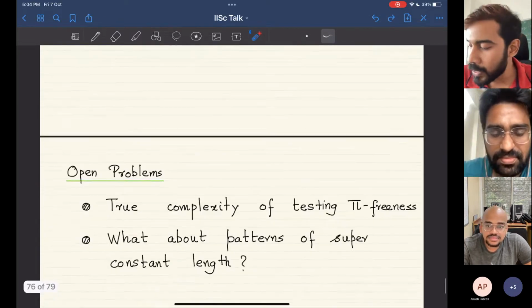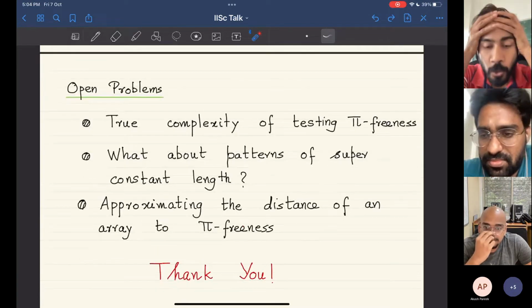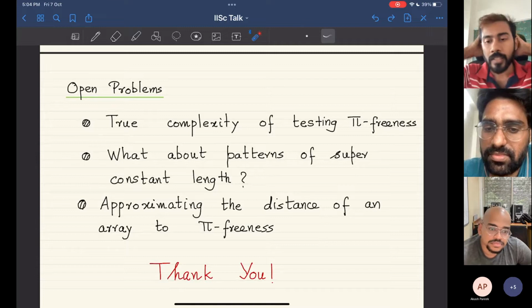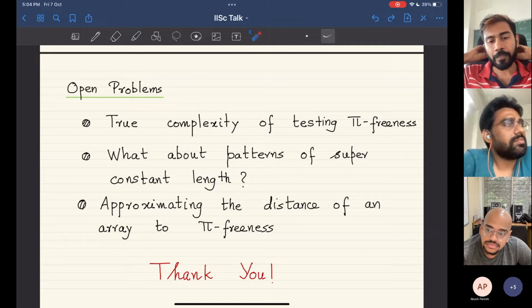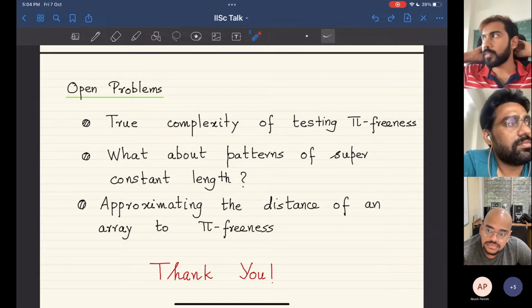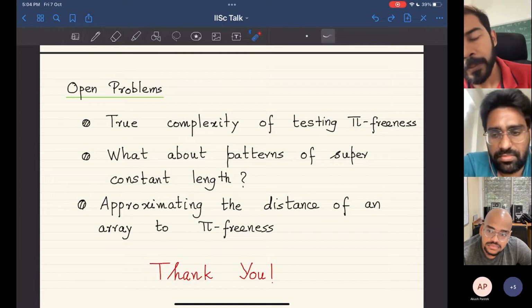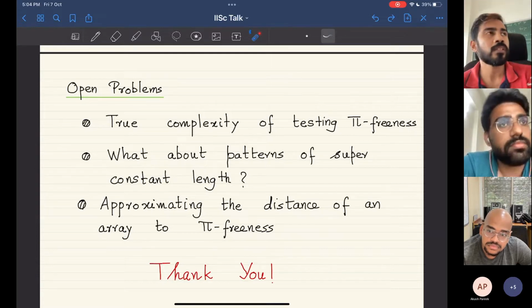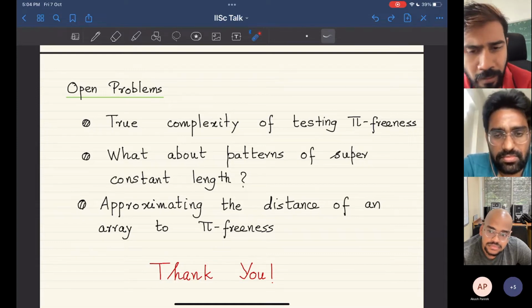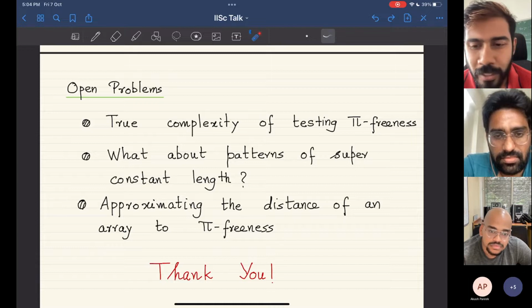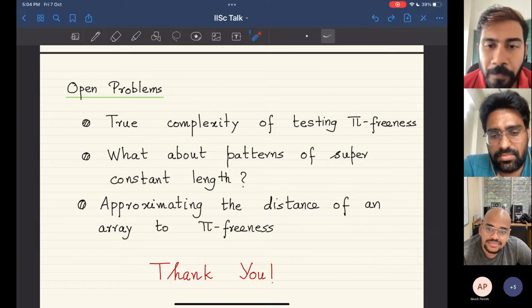So the main open problems, I'll actually scroll to the end. The main open problems are, firstly, the true complexity of testing pi-freeness. We don't believe that our results are optimal. Jointly with Umri, Ben Eliezer and Ilan, we are trying to improve the complexity, and we believe it should be something like polylog n. We don't have a concrete proof yet, but we think it should be possible.